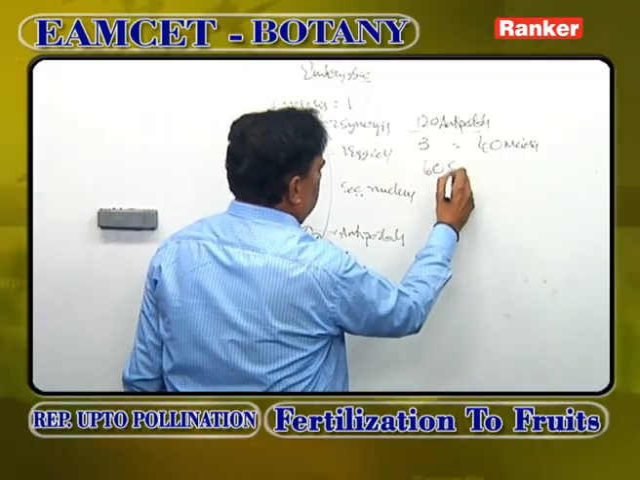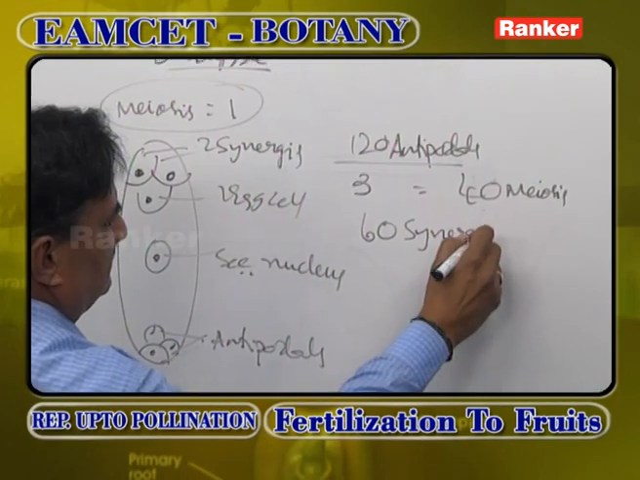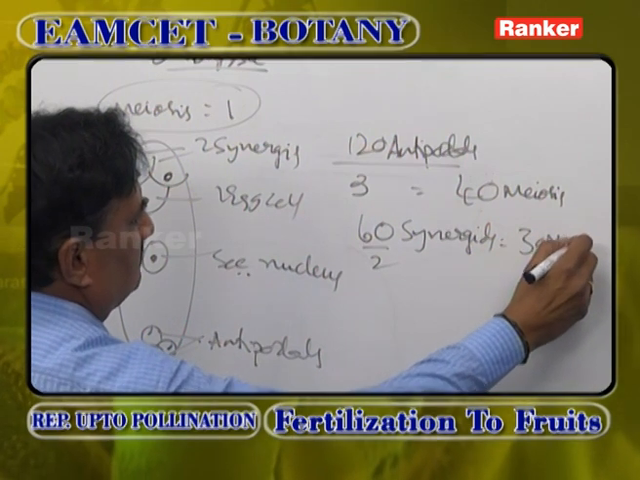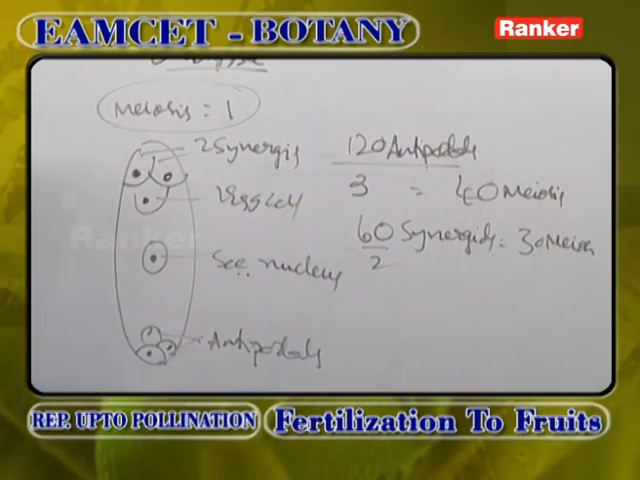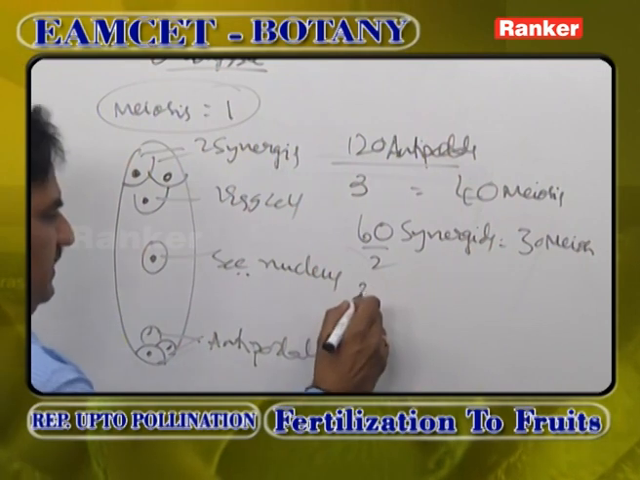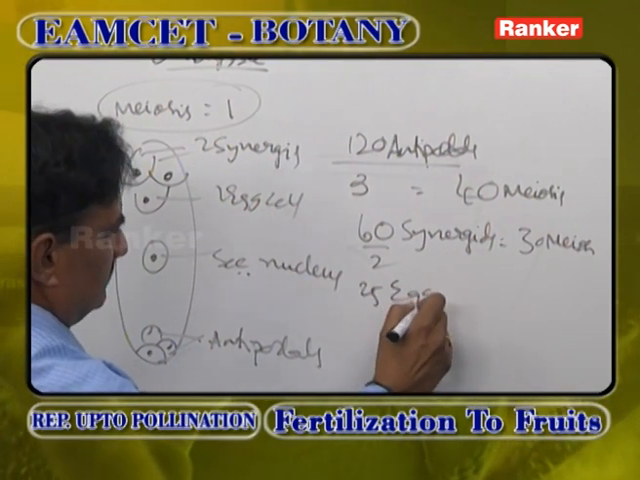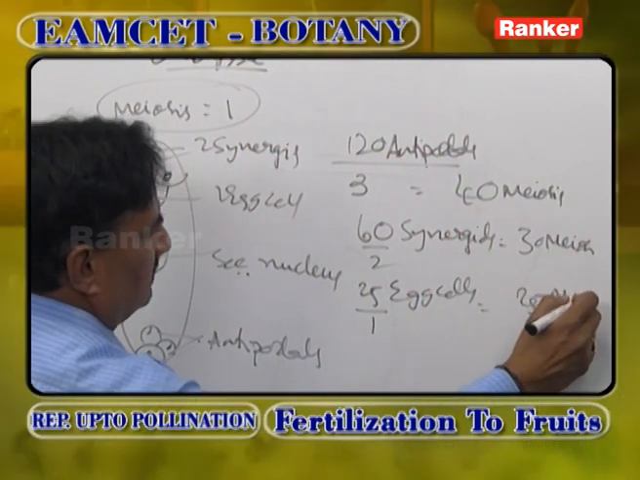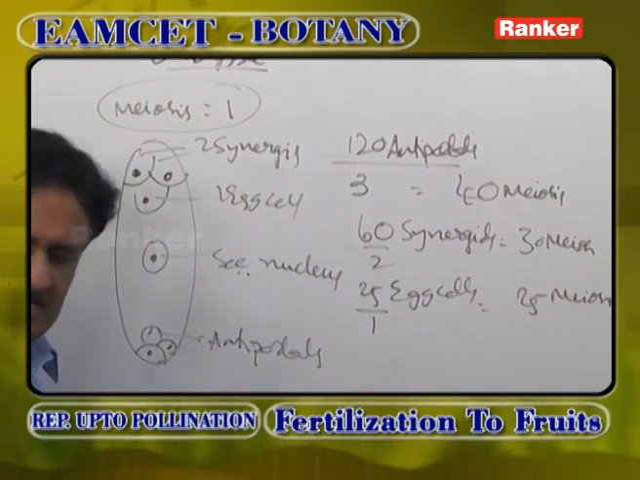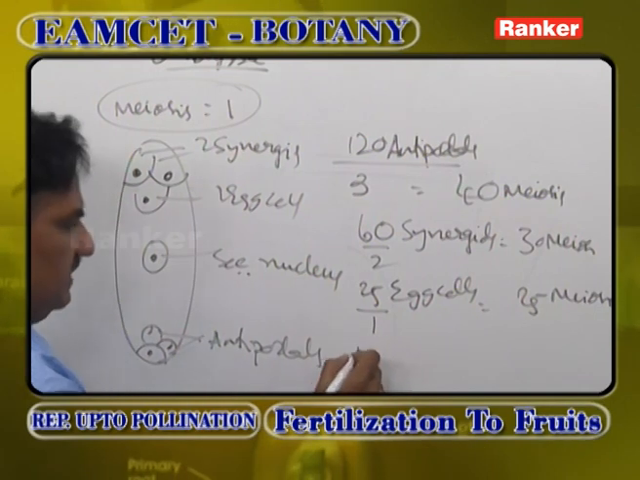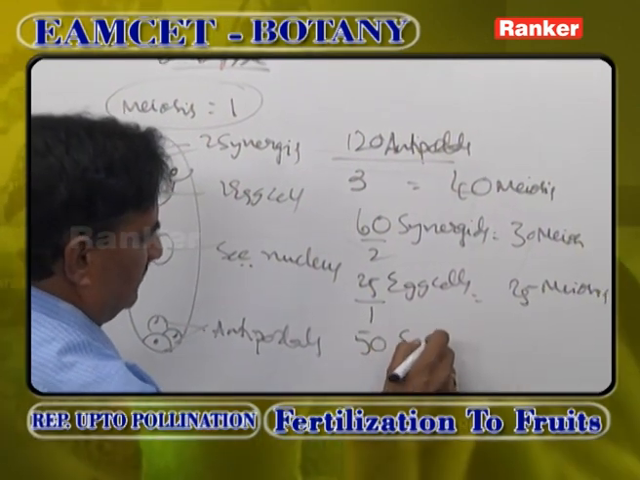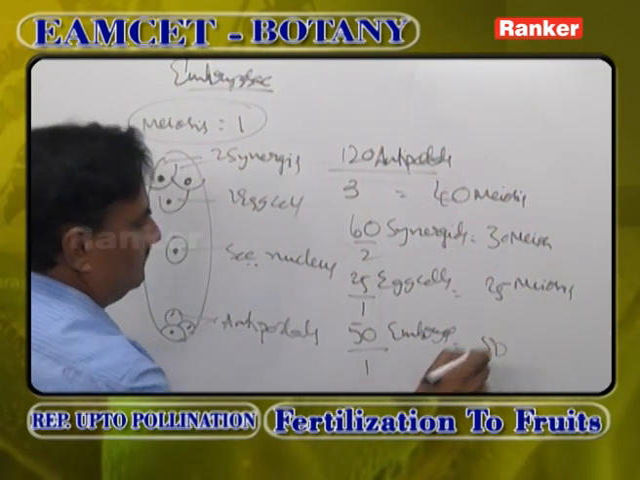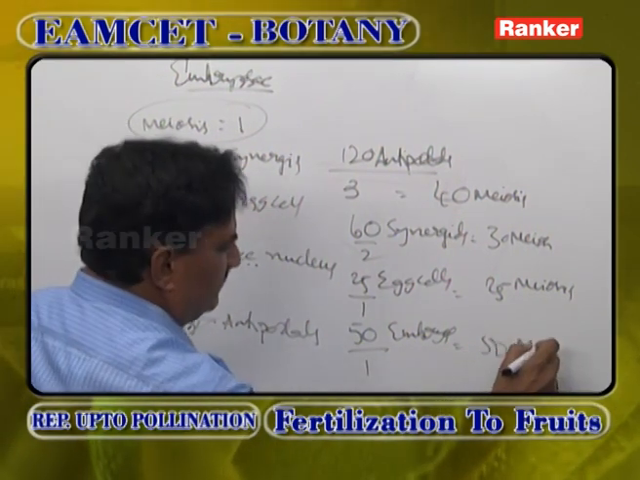60 synergids, for 2 synergids 1, so 30 meiotic. Then 25 egg cells means 25 by 1, 25 meiotic. And 50 embryo sacs, also by 1, so 50 embryo sacs, 50 meiotic.